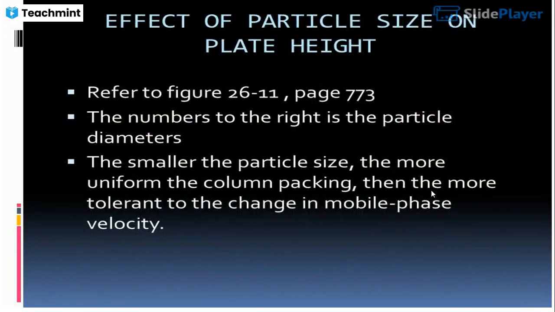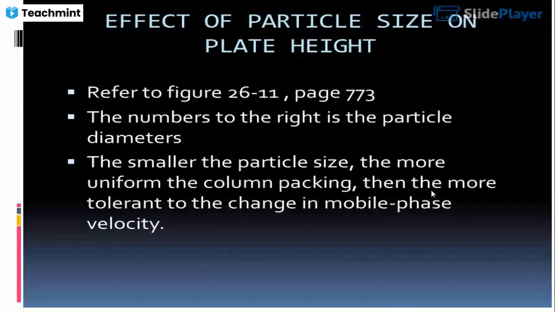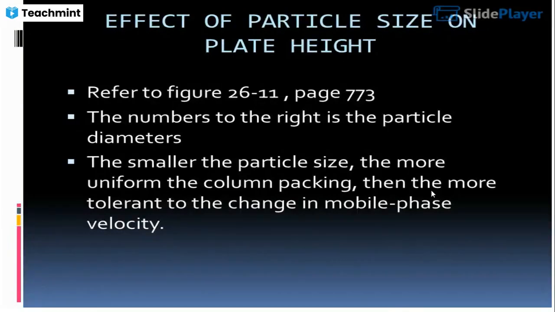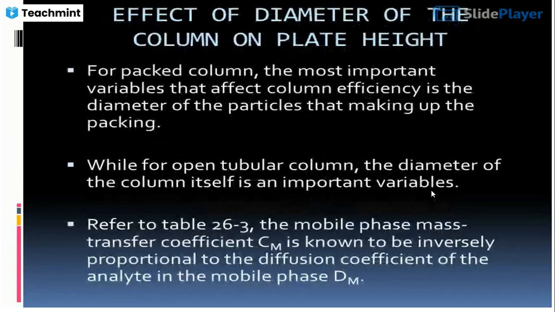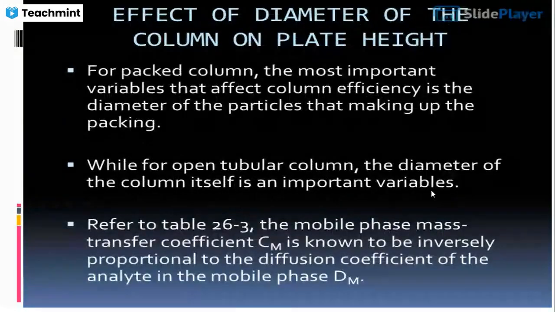Effect of particle size on plate height. Refer to Figure 26-11, page 773. The numbers to the right are the particle diameters. The smaller the particle size, the more uniform the column packing, and the more tolerant the column is to changes in mobile phase velocity. Effect of diameter of the column on plate height.